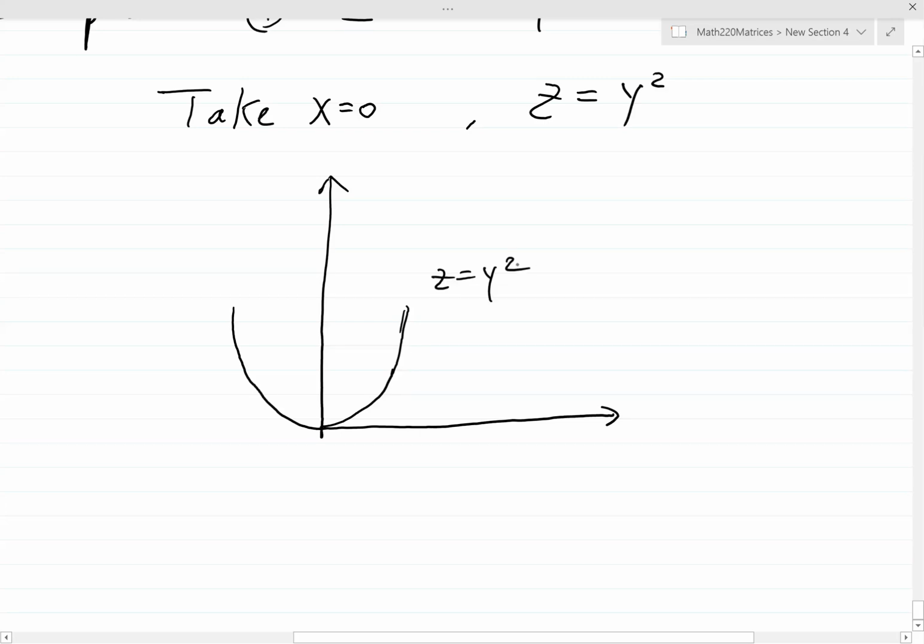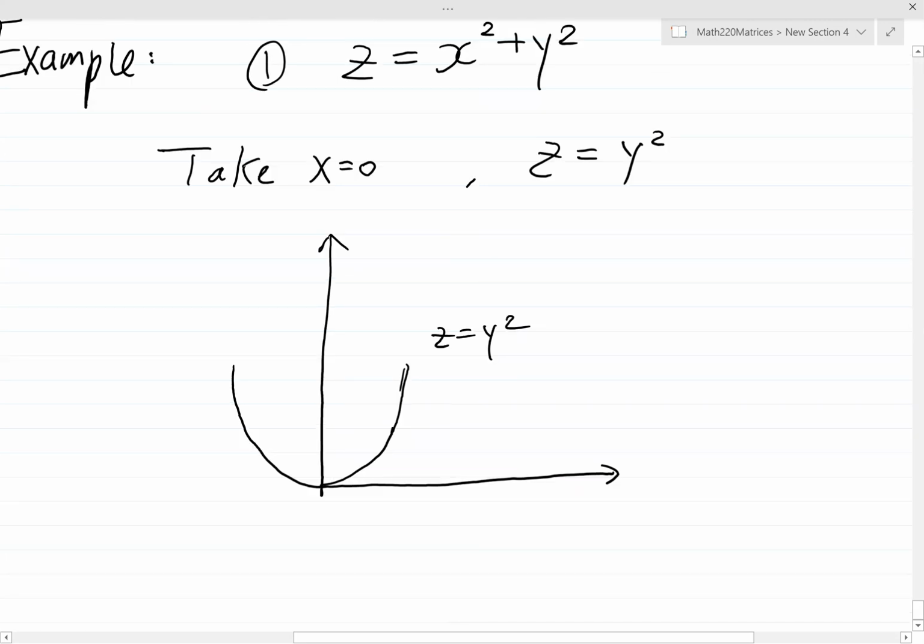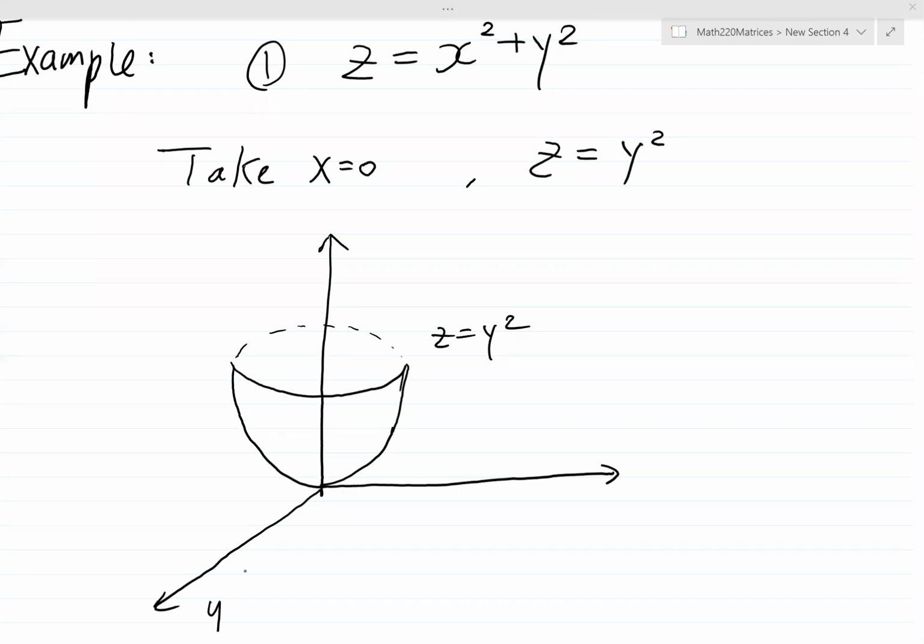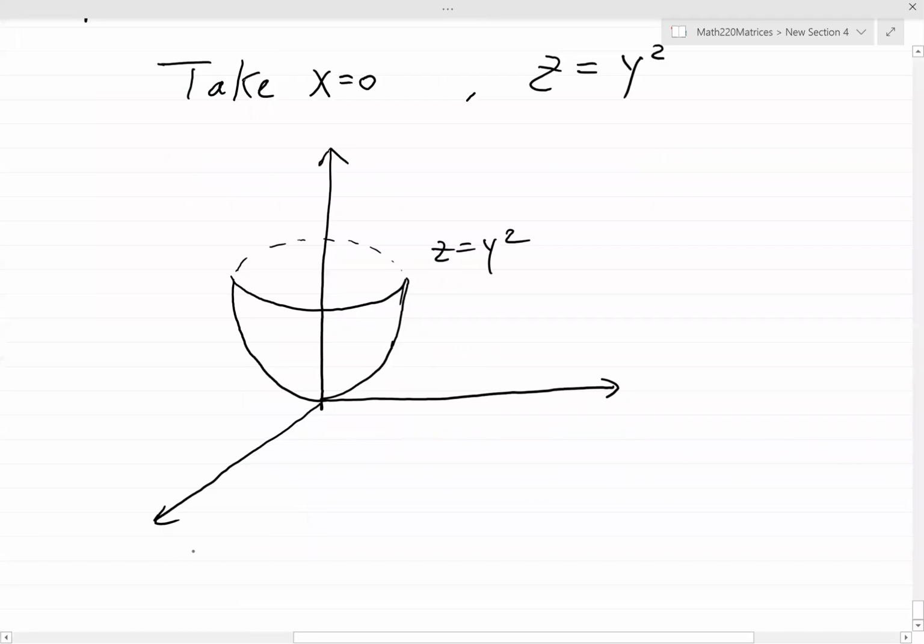Now, because x squared plus y squared is the distance squared, and z is positive, we rotate the parabola and get this structure. We have x, y, and z. Make sure you have a right-handed system using the right-hand rule, x, y, z. So this is the surface.